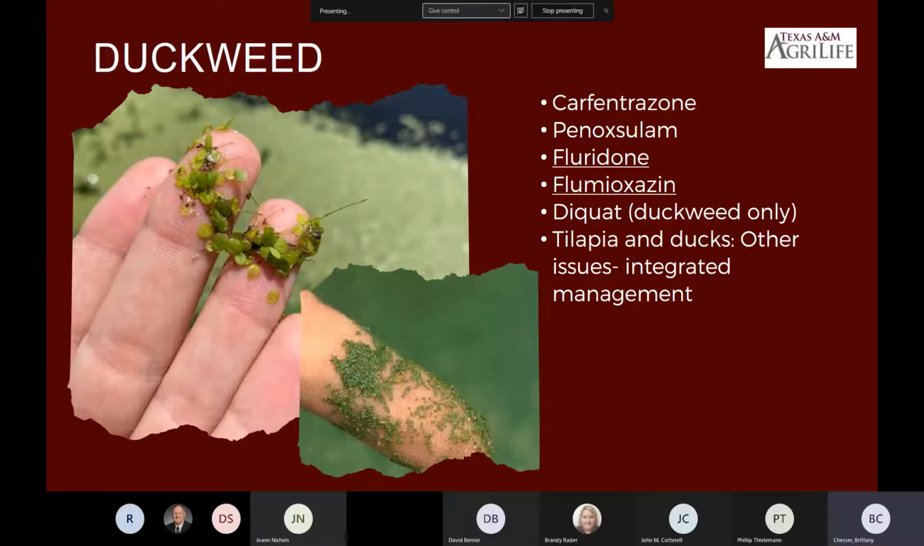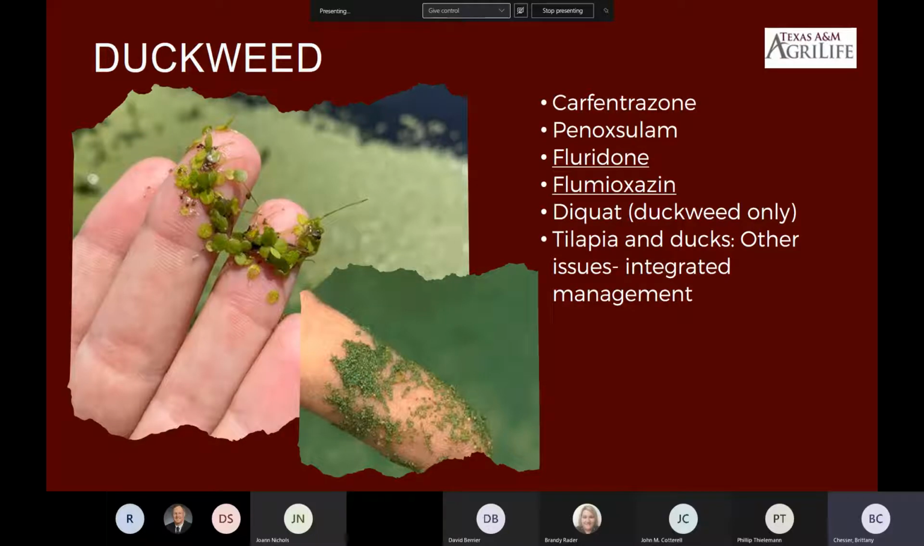You'll see on here that I have tilapia and ducks. And so tilapia do control duckweed. They're very effective at controlling duckweed, but they're not very effective at controlling watermeal for some reason. Luckily, usually they're both mixed in with each other, so I think they kind of get tricked in a way.